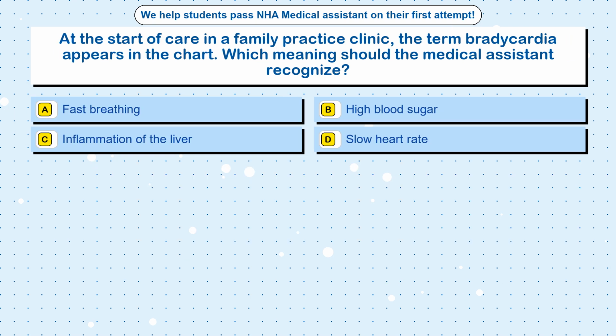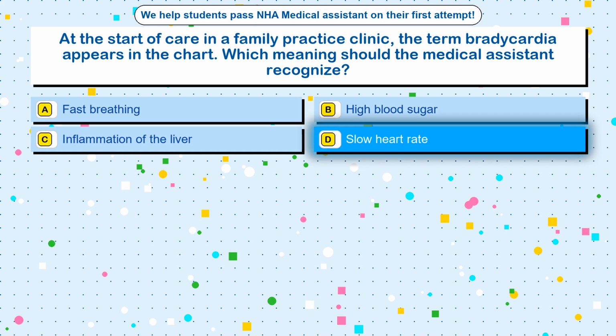Question 36. At the start of care in a family practice clinic, the term bradycardia appears in the chart. Which meaning should the medical assistant recognize? Option A. Fast breathing. Option B. High blood sugar. Option C. Inflammation of the liver. Option D. Slow heart rate. The correct answer is option D.